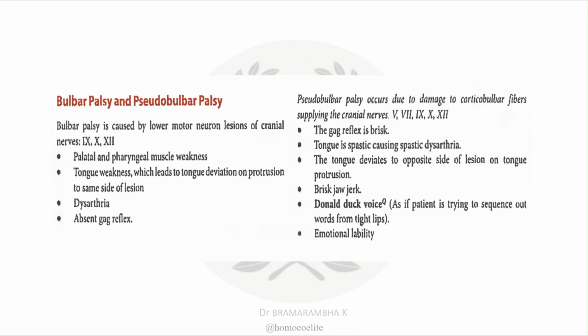Cranial nerve 9 is nothing but the glossopharyngeal nerve. Glossopharyngeal nerve, we already saw, mainly affects the mouth, tongue and also the pharynx. So palatal and pharyngeal muscle weakness you can see, tongue weakness which leads to the tongue deviation or protrusion to the same side of the lesion, and dysarthria, you can see absent gag reflex.